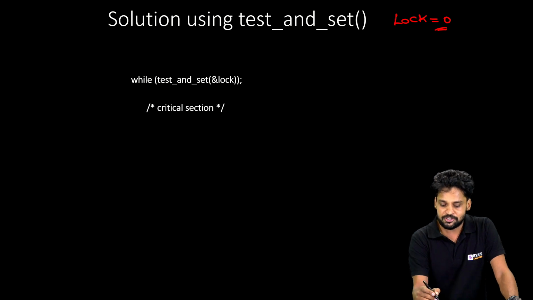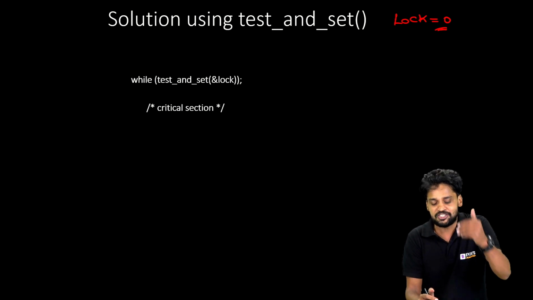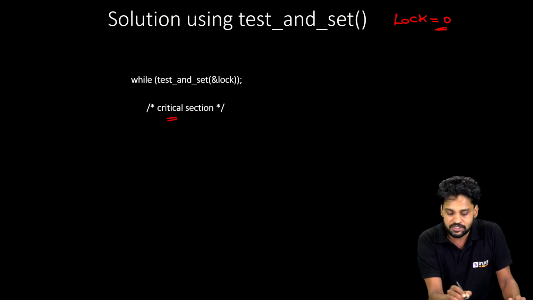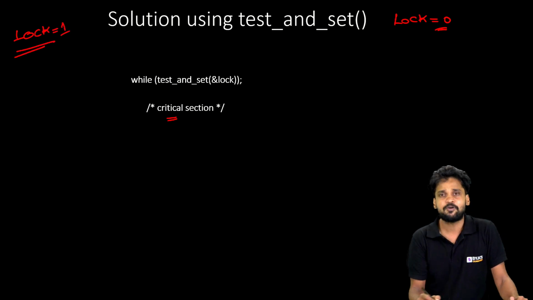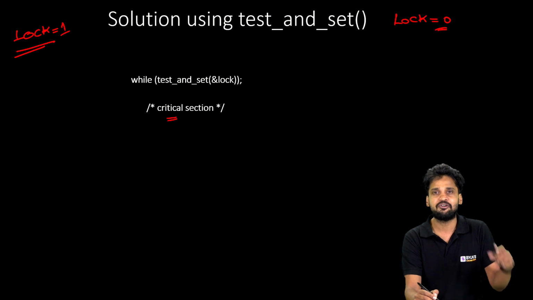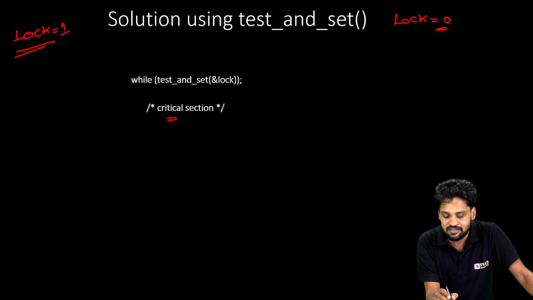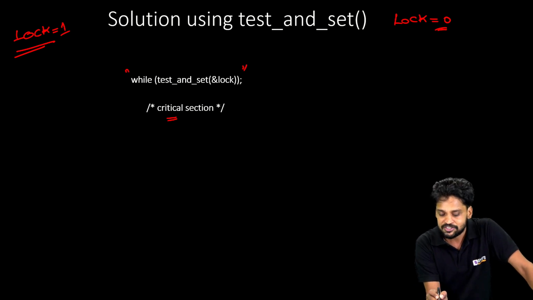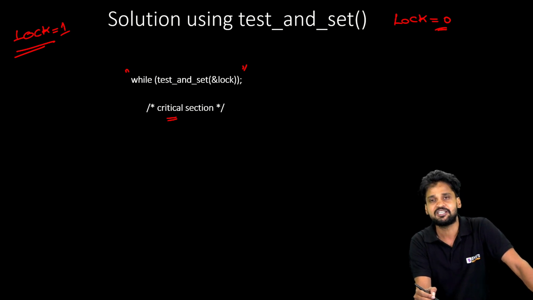When the first process tries to access this lock, it will succeed because the lock value is equal to 0. So the first process will be able to enter into the critical section right after it sets the lock to 1. Any other process which wants to enter into the critical section while the first process is already in it won't be able to do so, because it will get caught up in the infinite while loop. You can see this: while test and set lock, if lock returns 0, this condition fails, and the first process enters into the critical section.